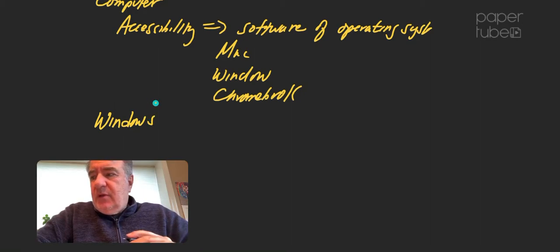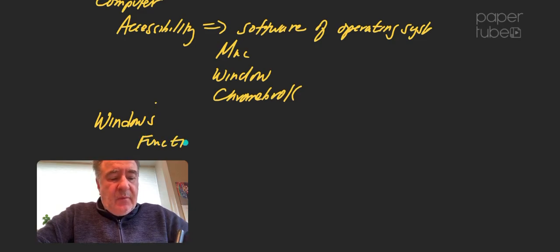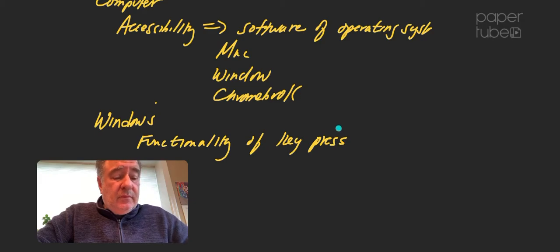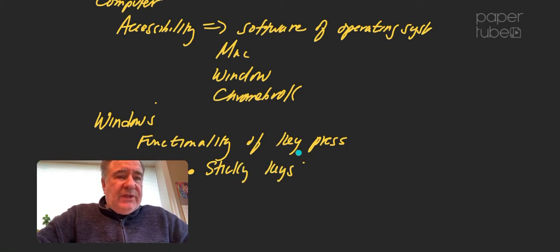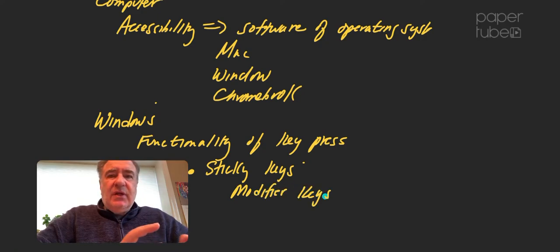So if you're on, let's say, a Windows computer, certain things that you can do are change the functionality of key presses. One of the features that you can try out if you go into the accessibility settings, whether it's a Mac or Windows, is something called sticky keys. With sticky keys, it allows students to use modifier keys without having to have the coordination.